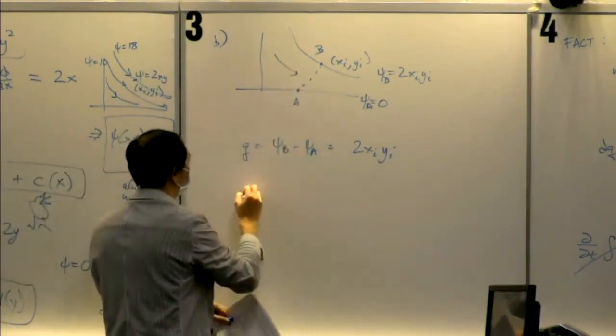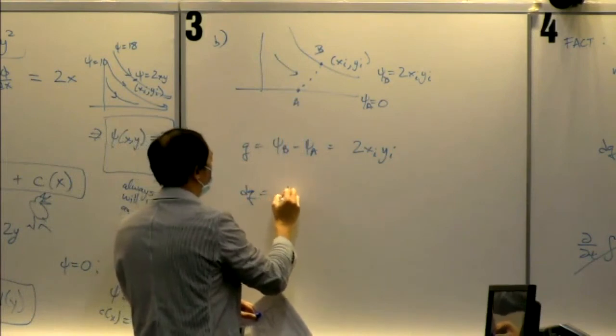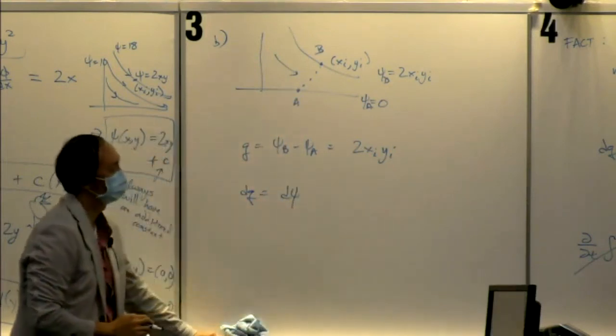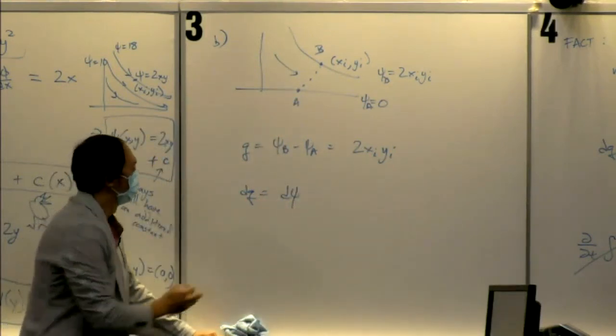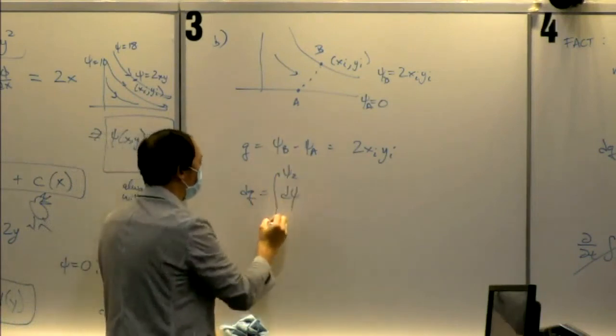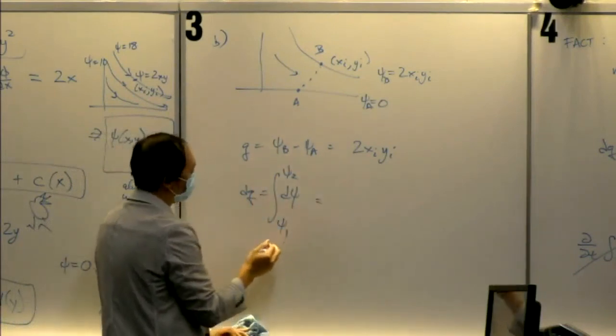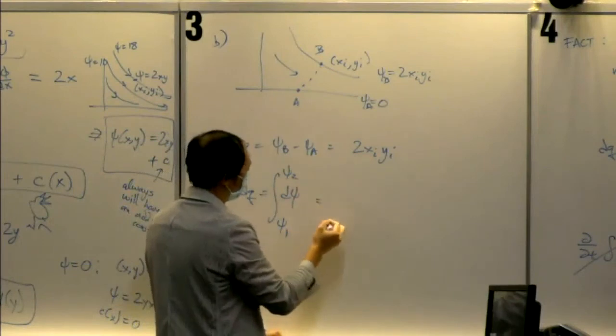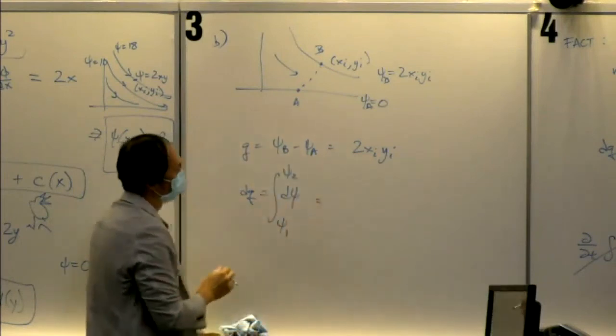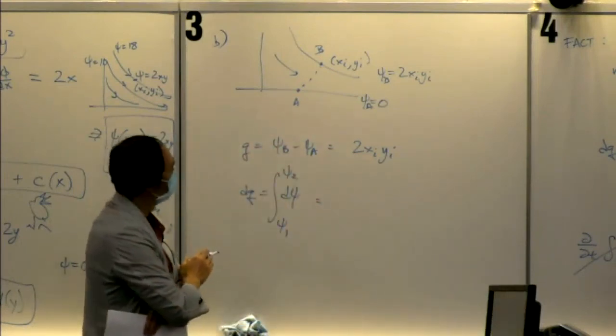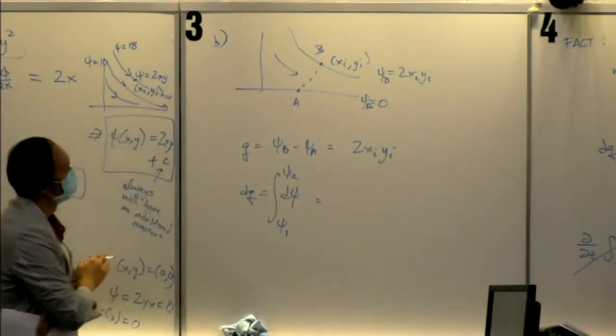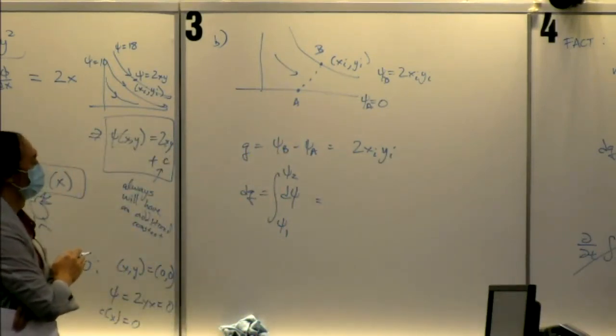So that's a good question. What we derived was this. dq is equal to d psi between psi 2 and psi 1. So what you're really supposed to do is subtract the lower stream function value from the higher one. And psi b, and the lower one was 0. Oh, it should. Yeah.